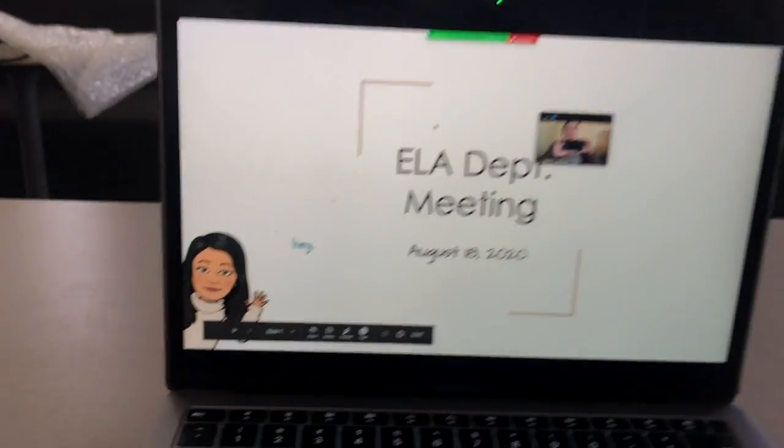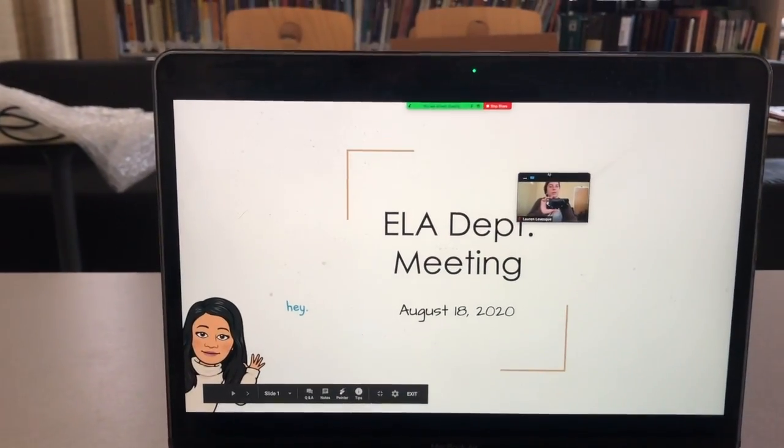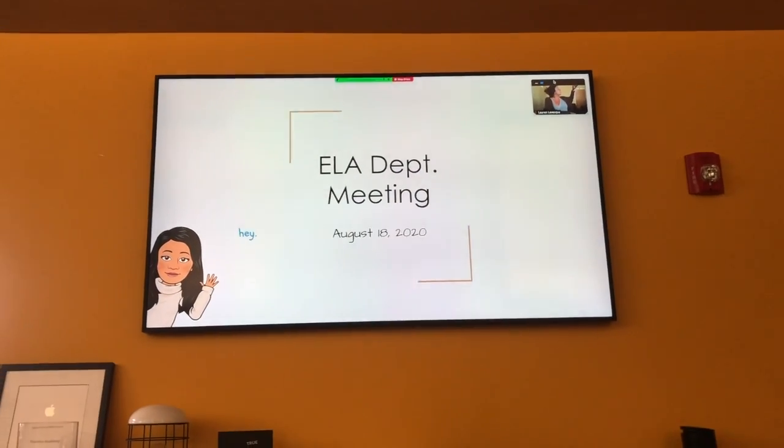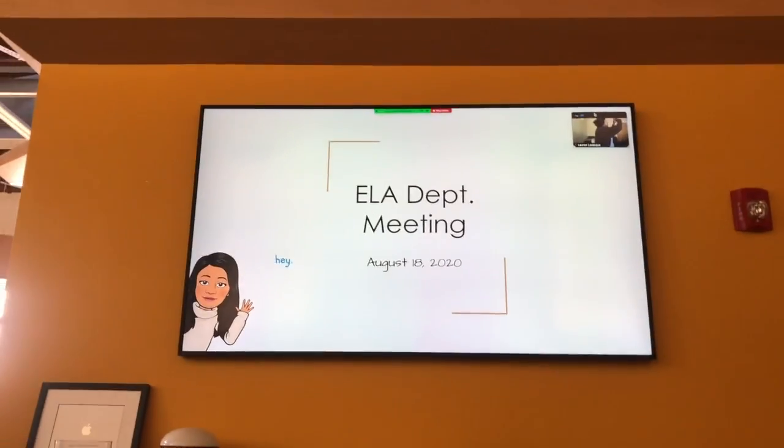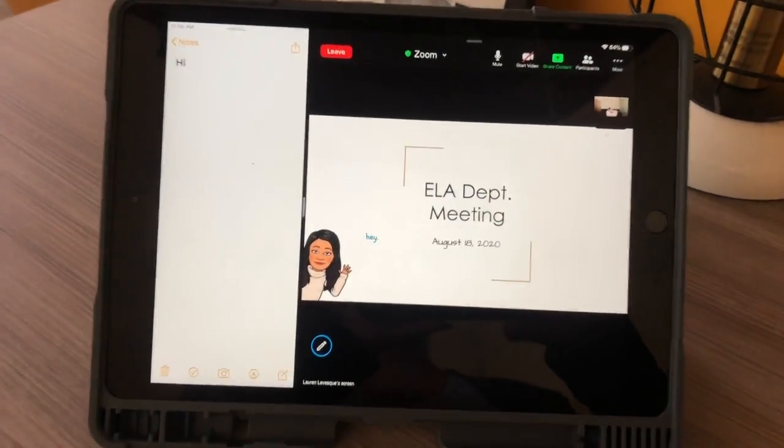So here's what I get. Here's a slideshow with my floating face in the corner, and then this is what the students will see up on the whiteboard here. Okay, as a student logged in at home, here's what they'll see. This is the student view.